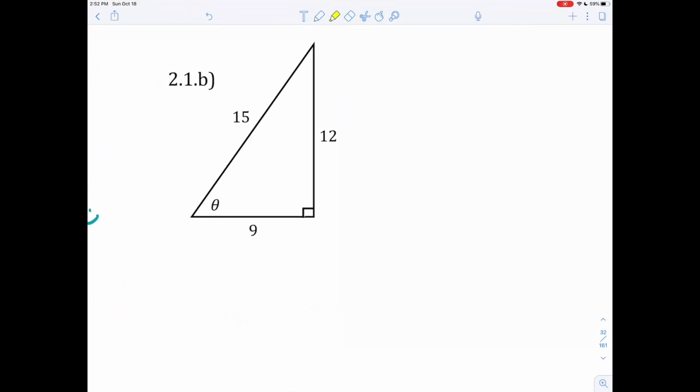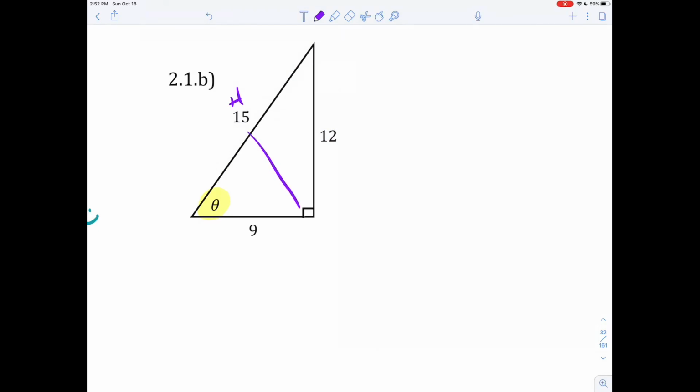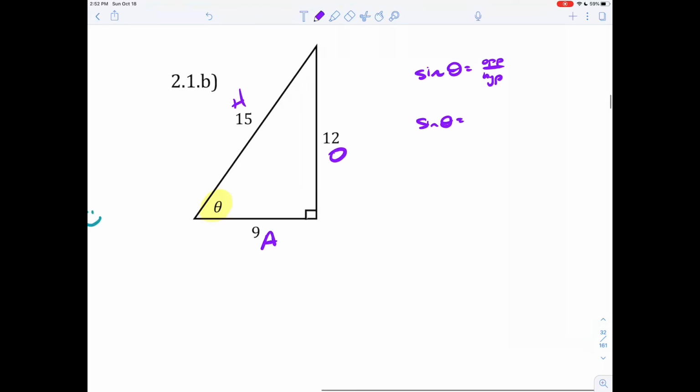I'm going to, of course, jump right in here. There's my angle. So my hypotenuse is over there, across from my 90-degree angle. My opposite side is across from theta, which leaves just this one side as my adjacent side. And now I can go with my definitions. Word on the street is that sine of theta is opposite over hypotenuse, which means that sine of theta must be 12 over 15.